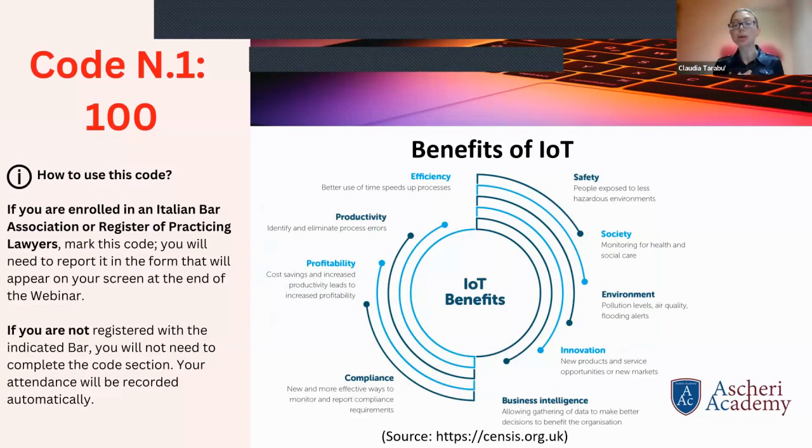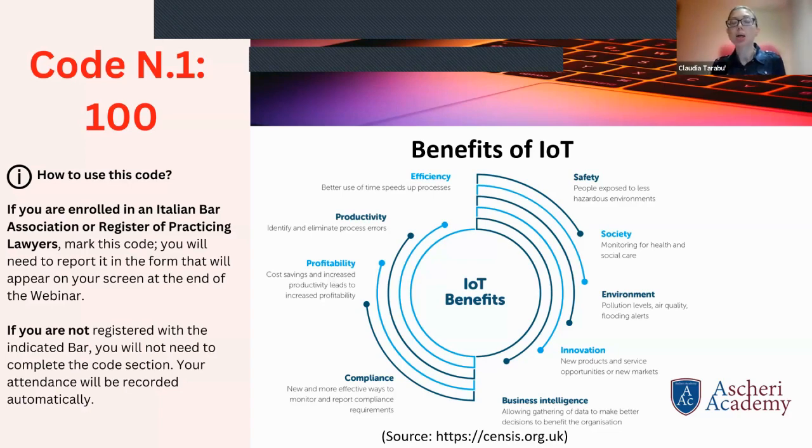Let's stress also the most important benefits of the IoT technology. The first characteristic that I want to stress surely is the safety. In fact, with the introduction of this advancement, people are exposed to less hazardous environments, especially when we are dealing with applications that measure the temperature, the humidity, the quality of air, the air pollution, and so on.